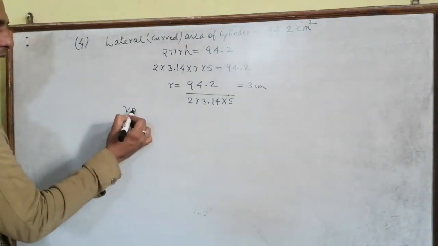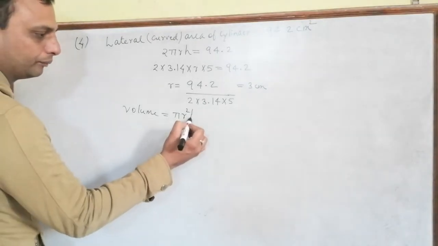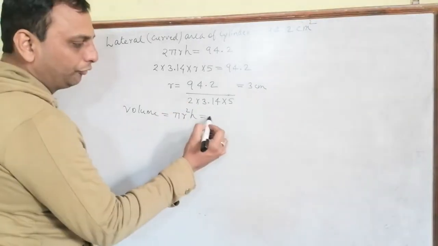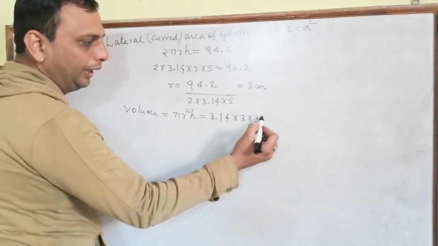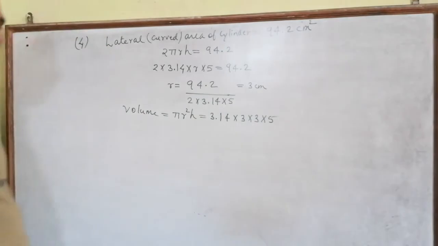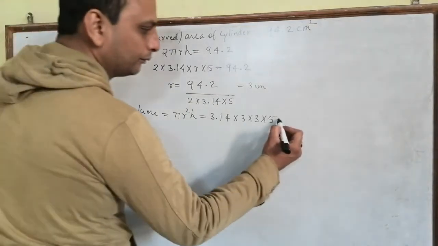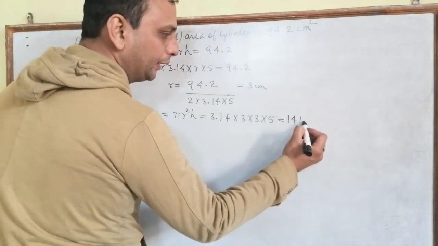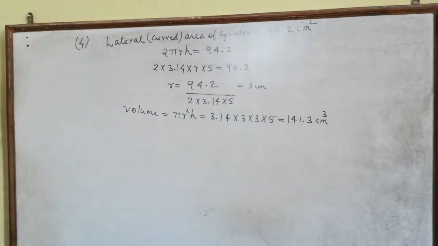Now we have to find the volume of the cylinder. So volume is equal to pi r square h. The pi value as usual we have to put 3.14. R we got 3, H we got 5, as mentioned in the question. So 3.14 multiply 3 multiply 3 into 5. On calculation we get 141.3 centimeter cube as the answer. This completes question number 4.